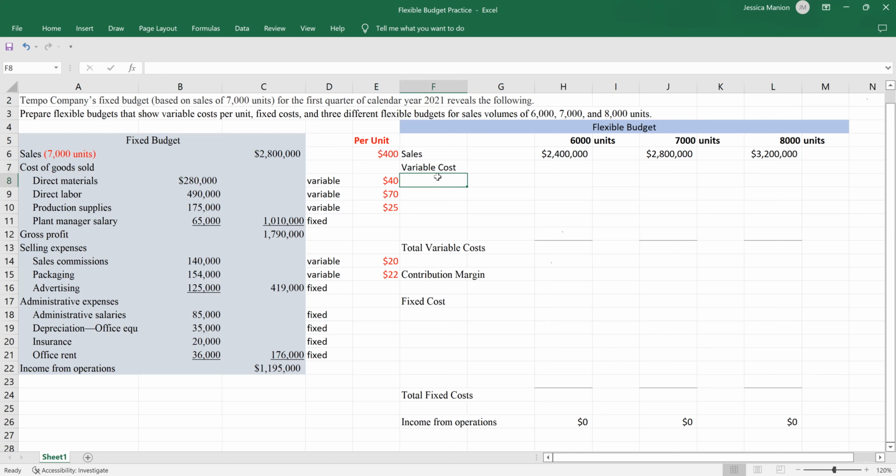Now our variable costs. So we need to list these here. So our first one is direct materials. Then we have direct labor. Then we have production supplies.